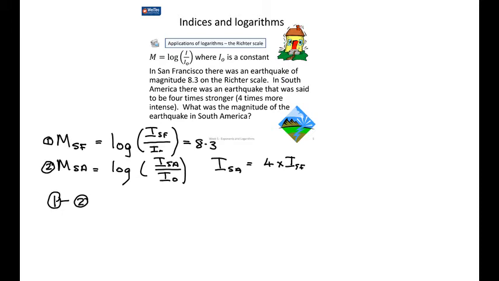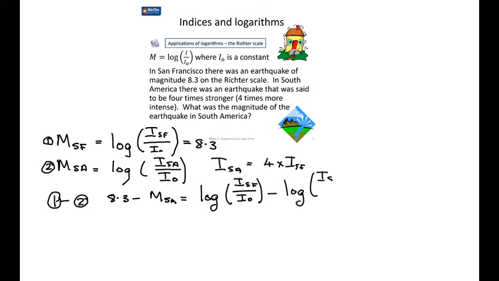Right, so we get 8.3 minus the magnitude in South America is equal to the log of the intensity in San Francisco over some constant minus the log of the intensity in South America over some constant.